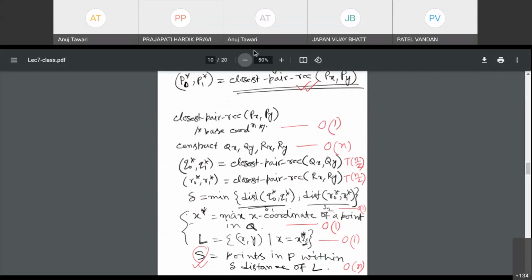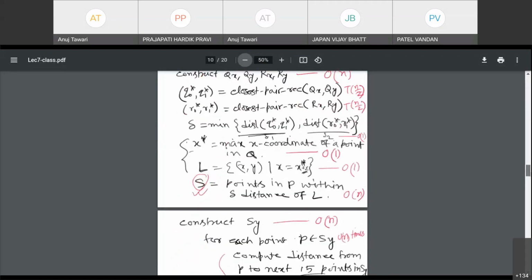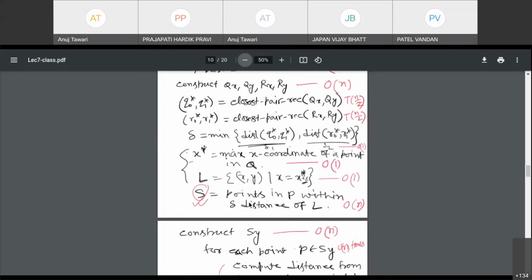Then there is some dividing and conquering thing, right? So you recursively find the closest pair between Qx and Qy, Rx and Ry, and find the minimum of these. The rest of the algorithm is already what we discussed. We created this strip. S is that strip. It is the points in P within a distance of delta.